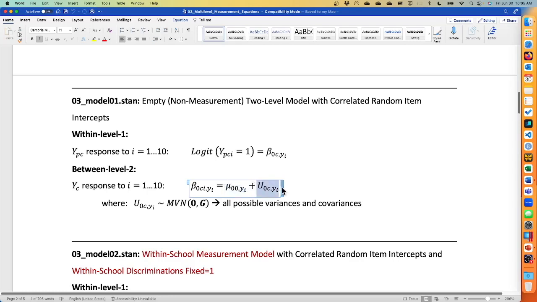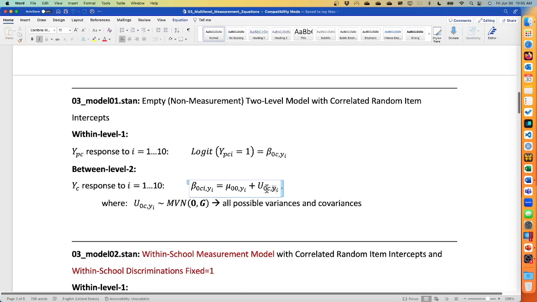Each school gets its own random intercept per item. So you think of what we're estimating here: for 62 schools, there'll be 10 item-level random intercepts. So it's a 62 by 10 set of numbers that we're trying to estimate. That's 620 random intercepts that we're trying to estimate.